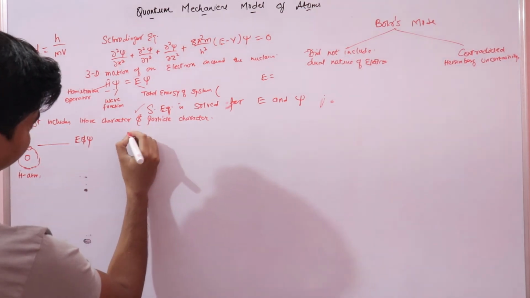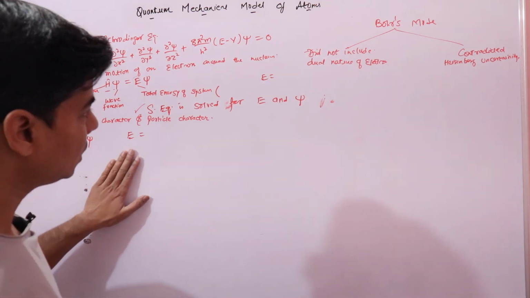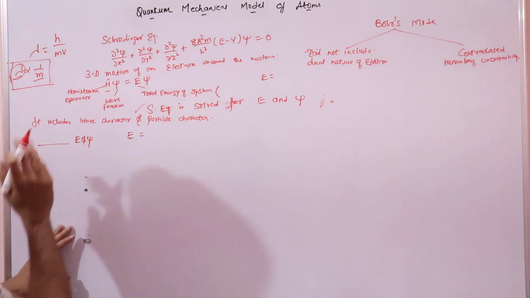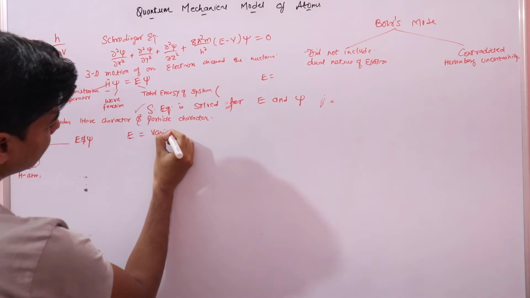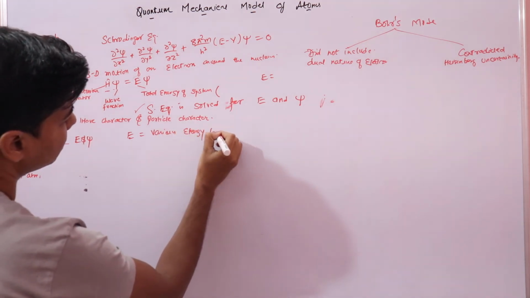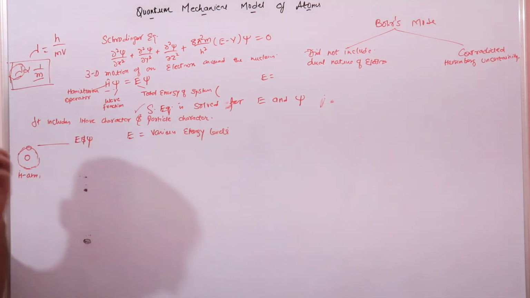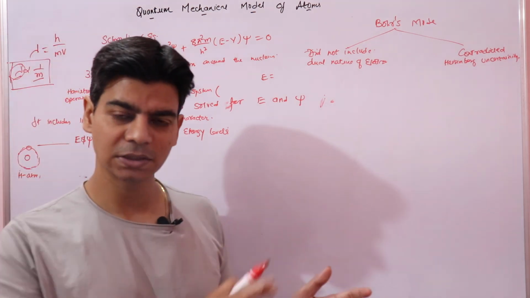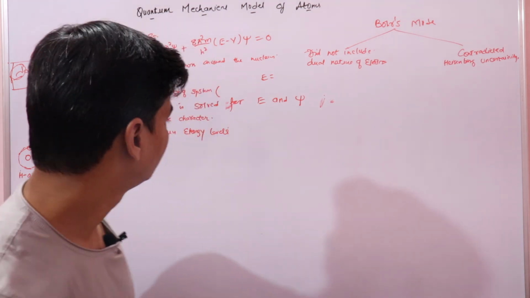If we talk about E, the value of E or the energy that we will get after applying the Schrödinger equation to the structure of atom, it gives us the various energy levels or energy states, right? And we know that the atoms have various energy levels where electrons are moving, right?